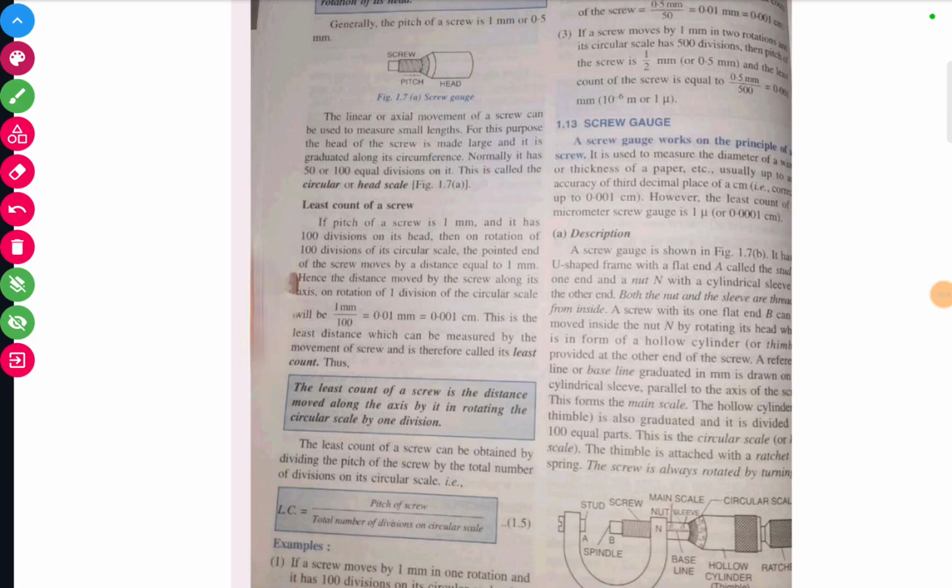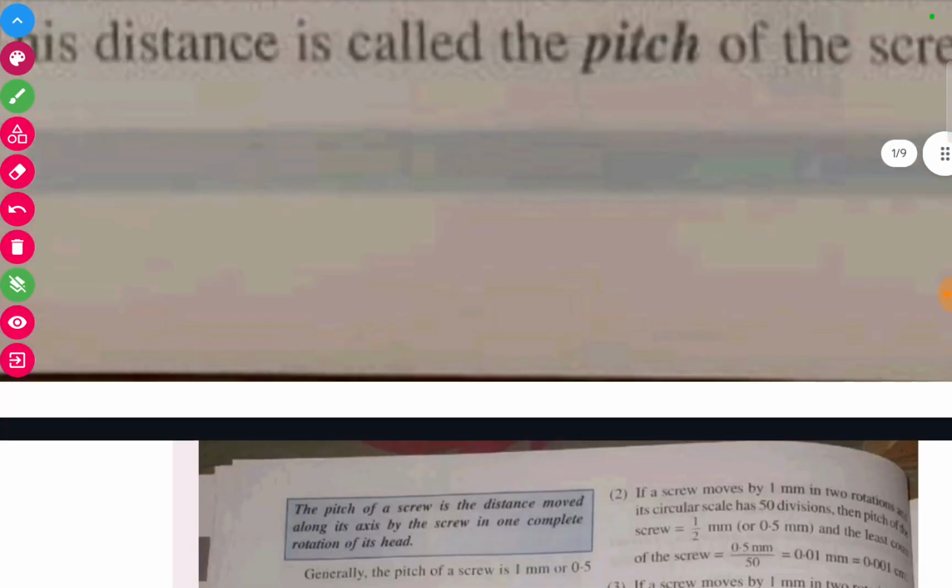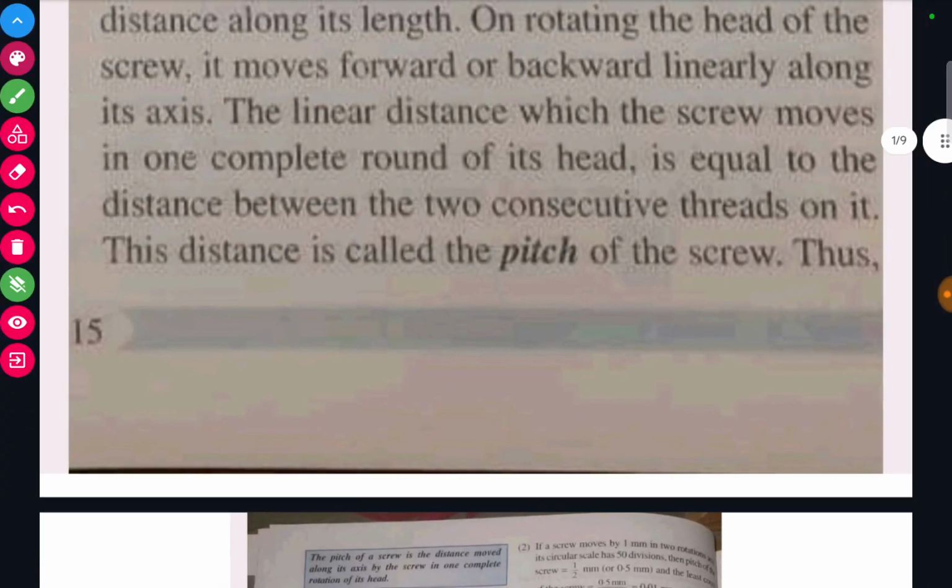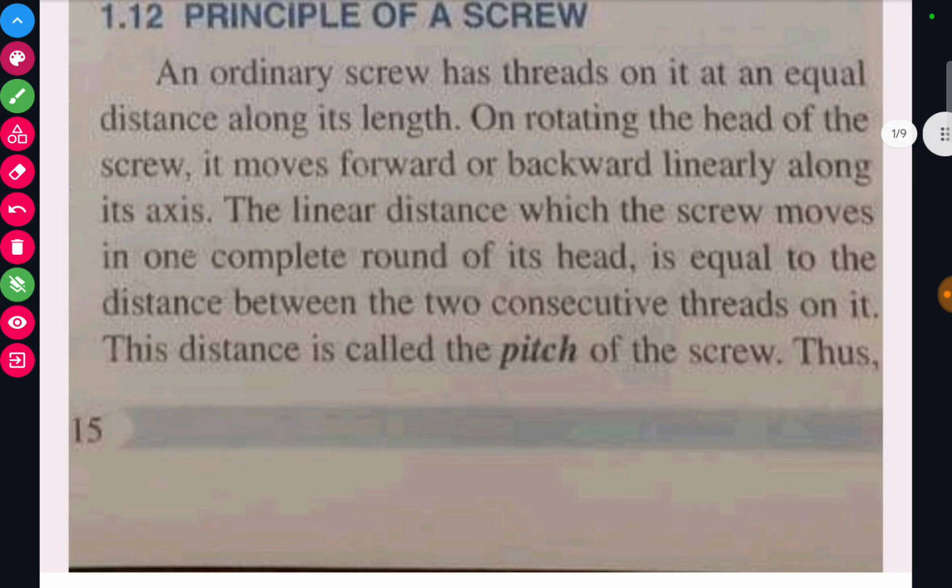Today I am going to discuss the screw gauge. In my previous video I already discussed the vernier caliper, and today I am going to discuss the screw gauge. I am following the Class 9 Concise Physics book for the class. Now first, let's see what a screw gauge is and what it is used for.